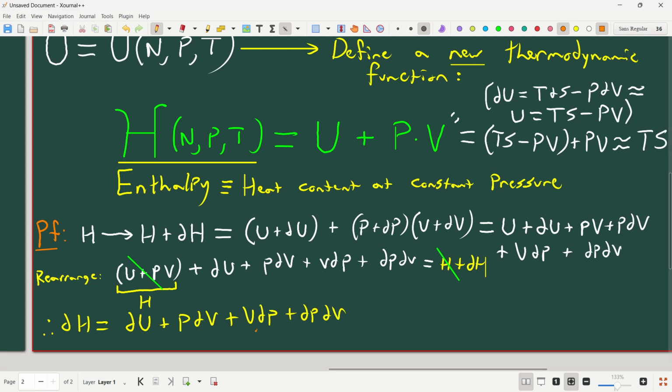Okay, so we have this equation, but now we can apply dP is equal to 0, constant pressure. So this is equal to 0, and this is equal to 0. This is constant pressure, dP is equal to 0. And what are we left with? We're left with dH, the change in enthalpy, is equal to the change in energy plus PdV.